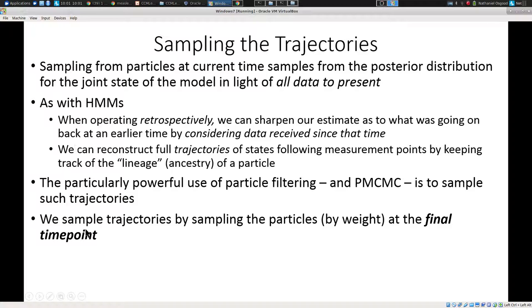And what we do to sample trajectories in particle filtering, and by extension in its application, particle MCMC, is we sample at the final time step according to their weight. Just once, based on the final weight. But what happened in the MCMC step? In the MCMC step, we're sampling parameters. We got a candidate parameter. We think this might be a good set of parameter values.